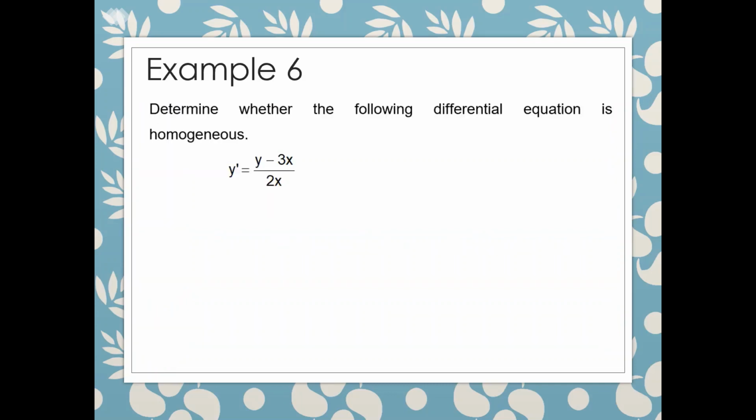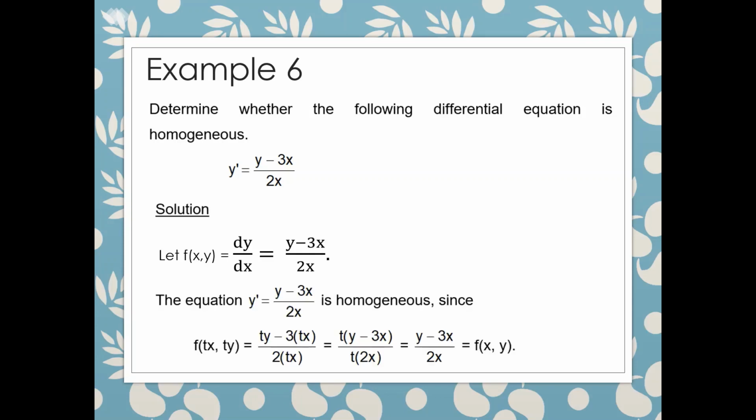Refer to example 6. You need to determine whether the given equation is homogeneous or not. By letting f(x, y) as dy over dx, to obtain f(tx, ty), you need to replace all the x with tx and all the y with ty. Make sure you bring along the bracket to avoid careless mistakes. Then simplify your answer. As the answer is equal to f(x, y), which is also equal to dy over dx, therefore we can conclude that this equation is a homogeneous equation.